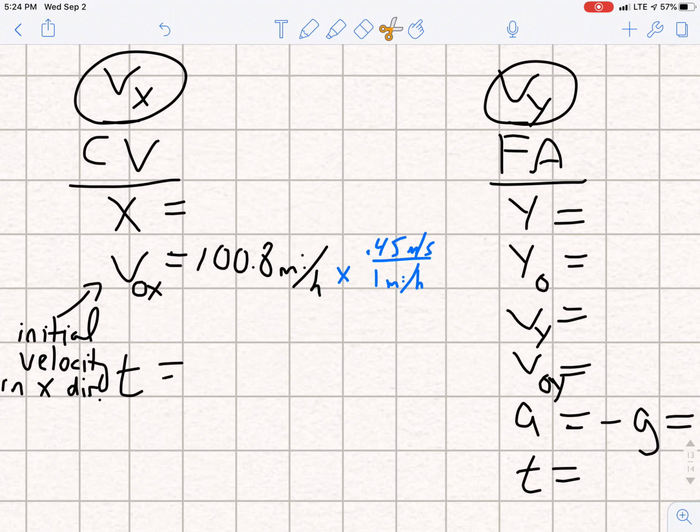Just move this down a little bit. And let me throw that into our calculator. 100.8 times 0.45 comes out to about 45.4 meters per second.